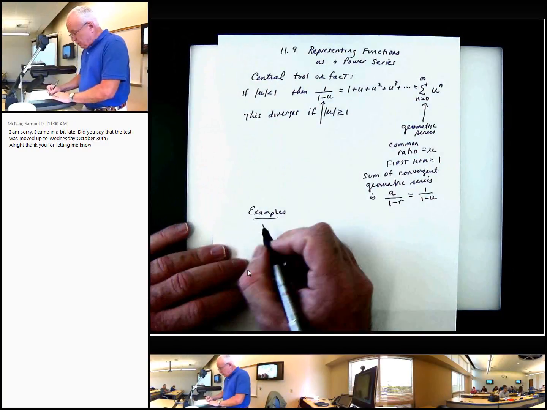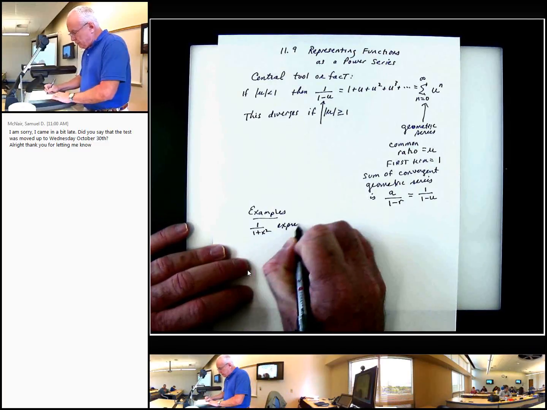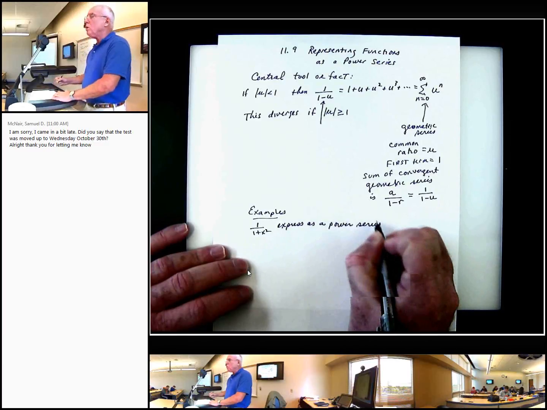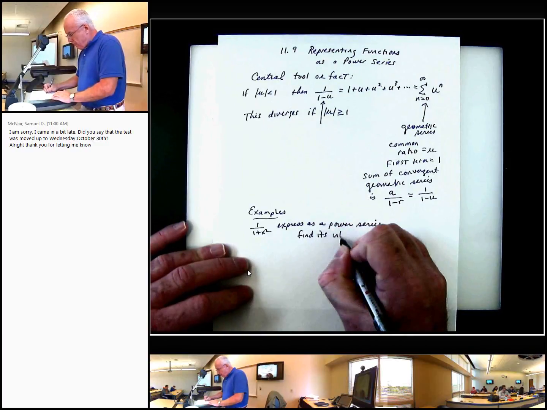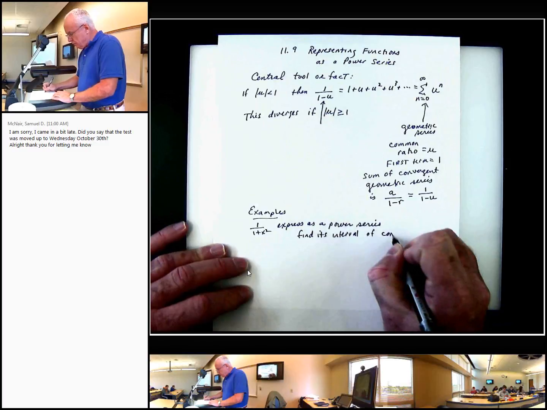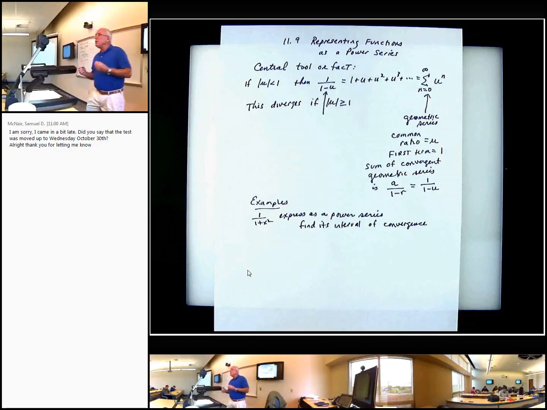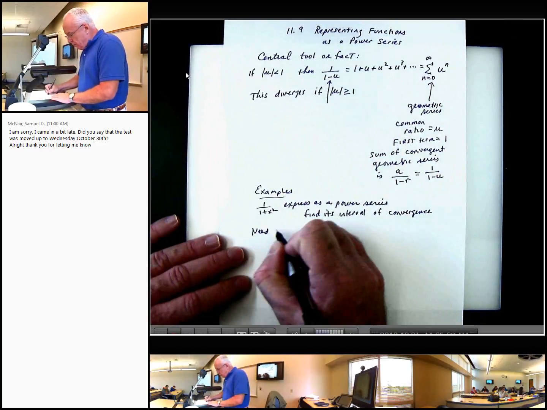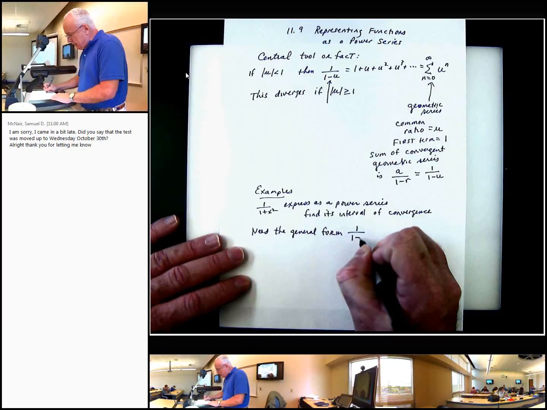Okay. So the first one is this. 1 over 1 plus x squared, express it as a power series. Express as a power series. And also find its interval of convergence. All right. What we have to do is we need to get it in the format of 1 over 1 minus u, in that general format. We need the general form 1 over 1 minus u.